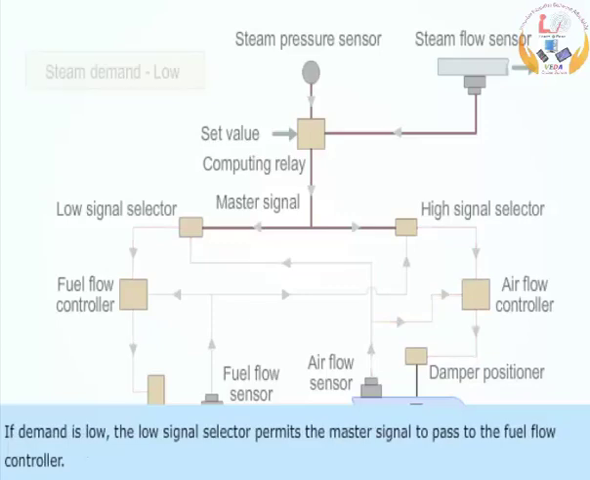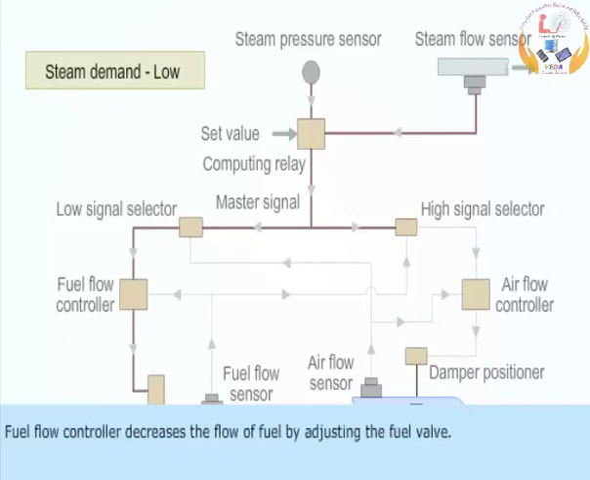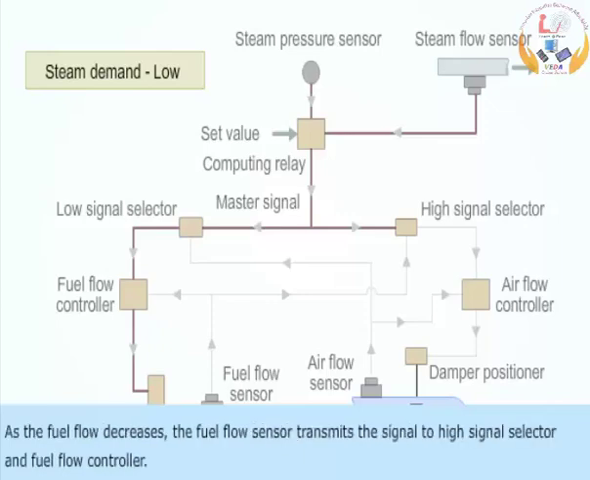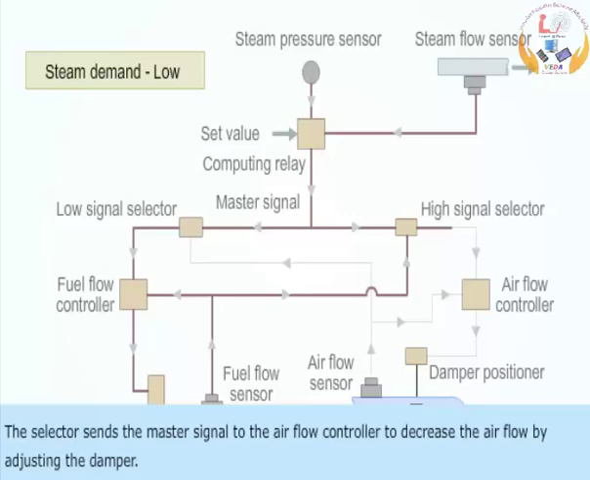If the demand is low, the low signal selector permits the master signal to pass to the fuel flow controller. Fuel flow controller decreases the flow of fuel by adjusting the fuel valve. As the fuel flow decreases, the fuel flow sensor transmits the signal to high signal selector and fuel flow controller. The selector sends the master signal to the airflow controller to decrease the airflow by adjusting the damper.